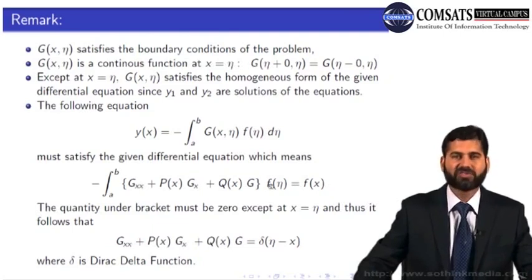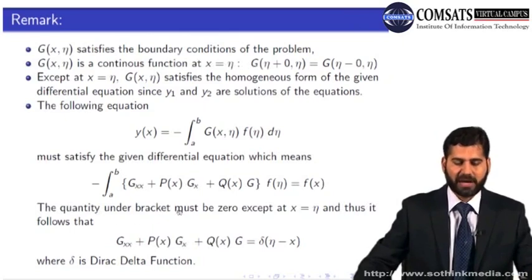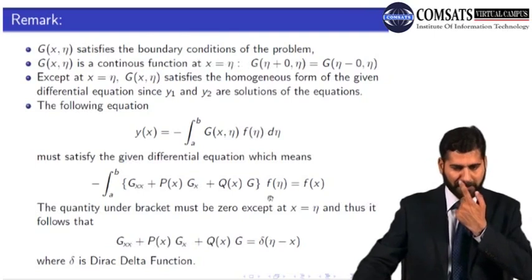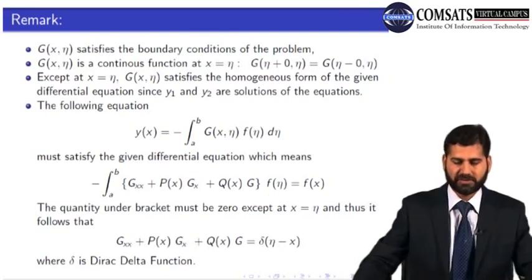Of course, this will satisfy your differential equation very easily. The quantity under the bracket must be 0 except at eta, and thus it follows this differential equation. And we know that whenever we replace the left hand side by g, the Green's function, the right hand side is replaced by the delta function. So these were a few remarks for your Green's function and the formulation.